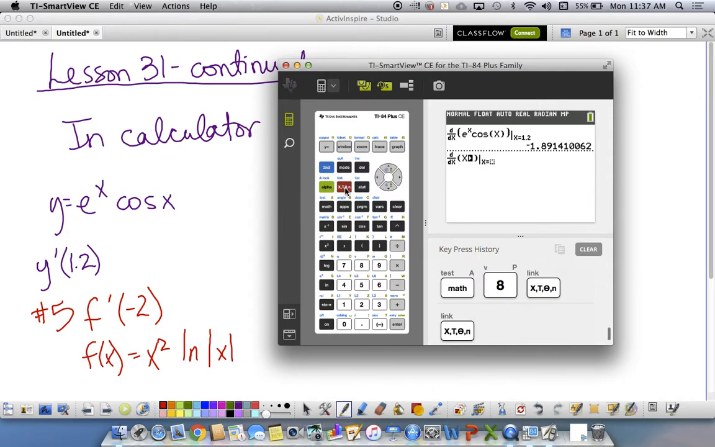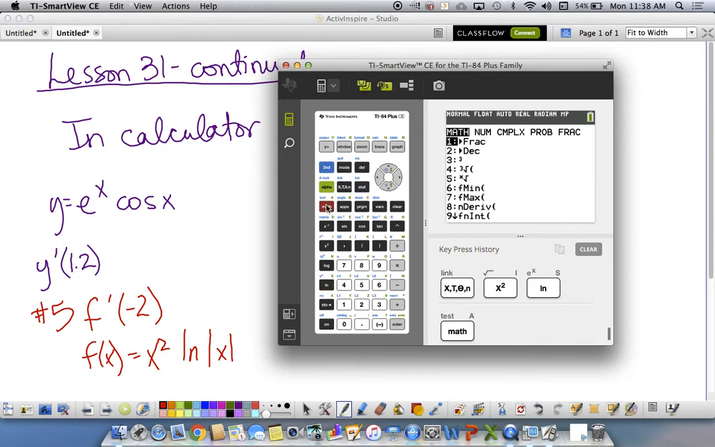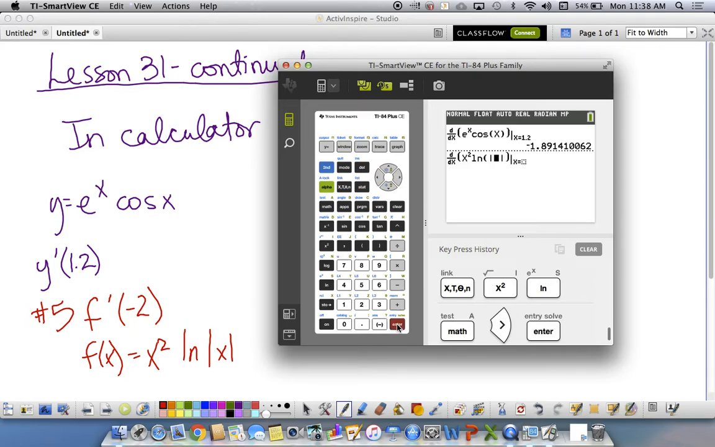My function is x squared natural log. Now, that x is in absolute value. Is that going to matter? It actually is. So I'm going to go back to my math button, go over to the numbers, and that ABS stands for absolute value. I'm going to hit that. It pulls up my absolute value, and I'm putting the x inside of it. I'm going to go all the way out, so I have x equals negative 2. This should have been your number 5. I'm going to hit enter, and this should have been the answer you got.